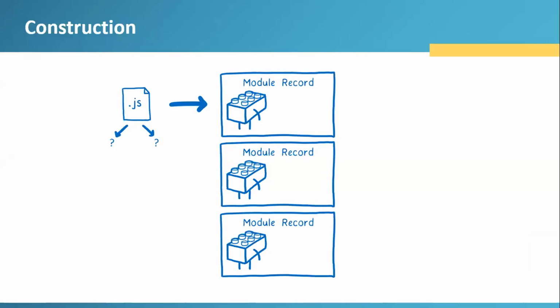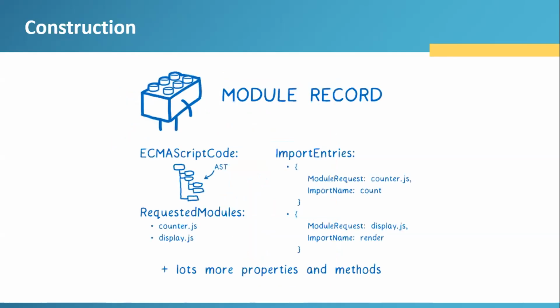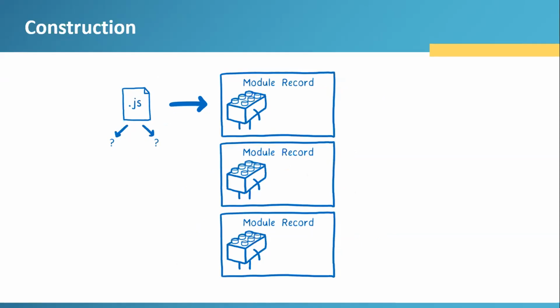So the construction phase takes an entry point JS module, and goes and creates a set of module records, one for each module in the dependency graph. So what are module records? A module record is a data structure which contains data about a particular module, like what all import variables it is using, or what all files it is dependent on, and more such stuff. Now, having known this module record, let's go to the objective of this construction phase.